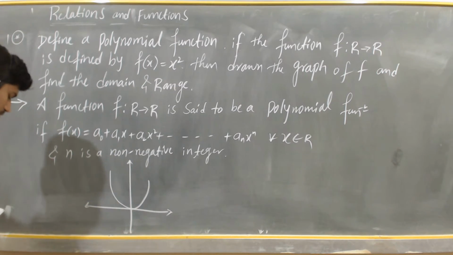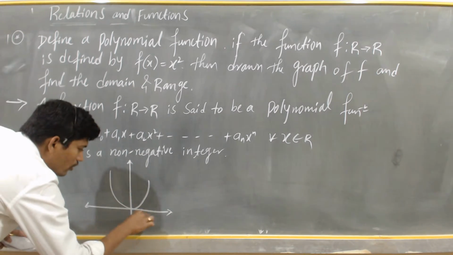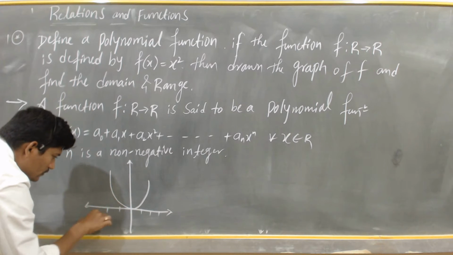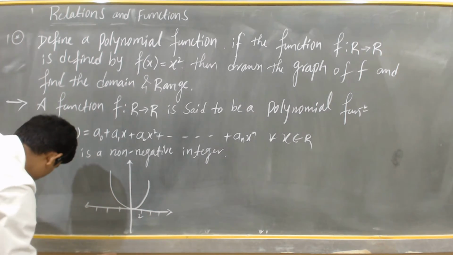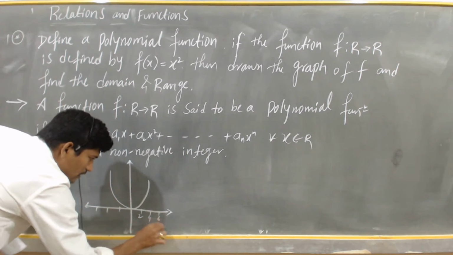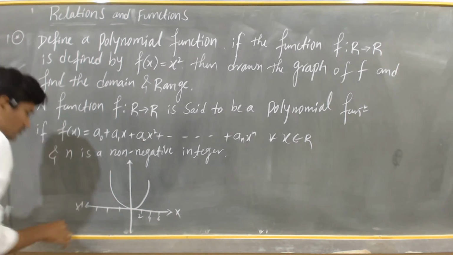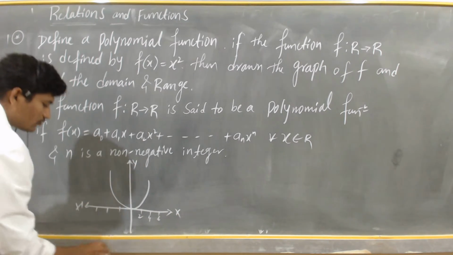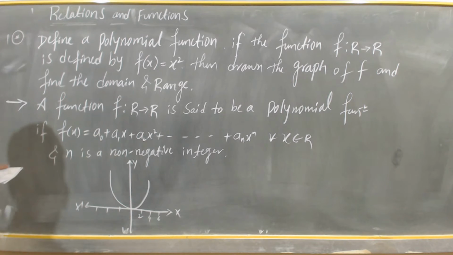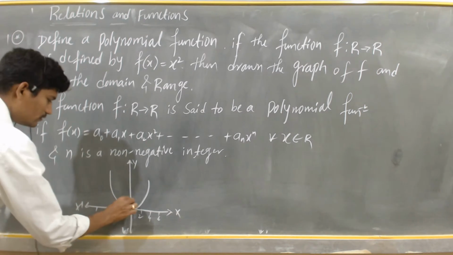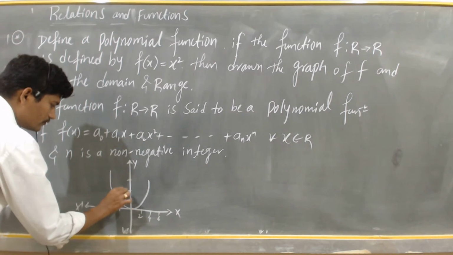So I will just write a common diagram. It is not perfect, because we are not taking a correct scale. So you must write in your graph notebook, and you will get a correct diagram. It is 2, 4, 6.